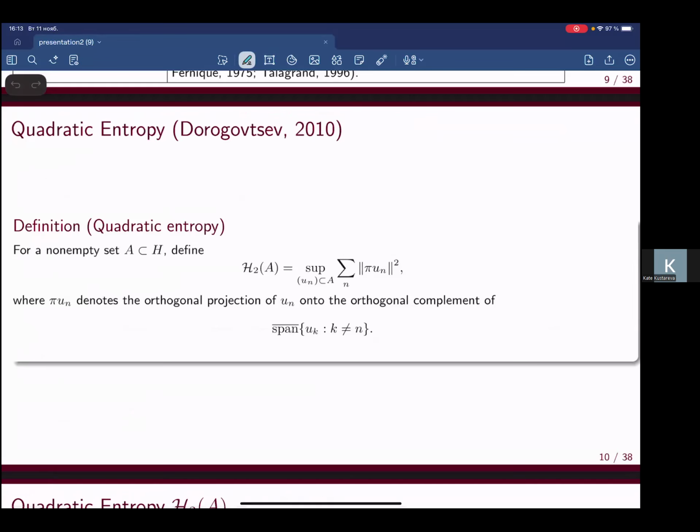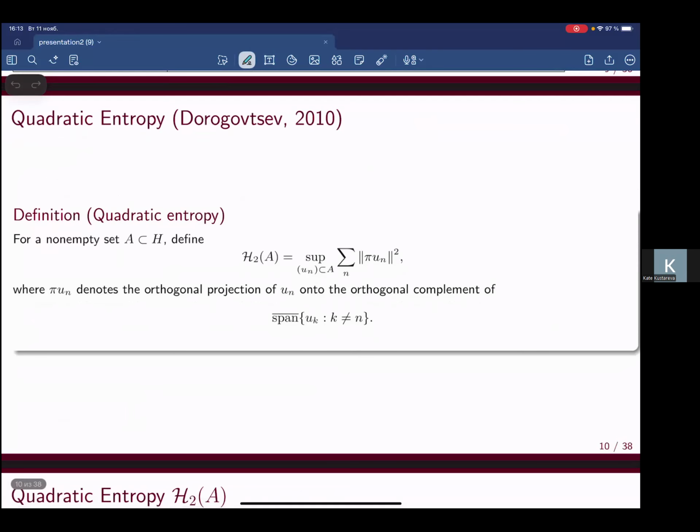Okay, now let us look more closely at the first of these quantities, quadratic entropy, introduced by Dorogovtsev in 2010. So for a non-empty set A, a subset of a Hilbert space H, the quadratic entropy is defined as follows. As you can see here, H2(A) equals the supremum of the sum of norm P_n squared, where P_n denotes the orthogonal projection of the element u_n onto the orthogonal complement of the span of all other elements u_k such that k not equals n.